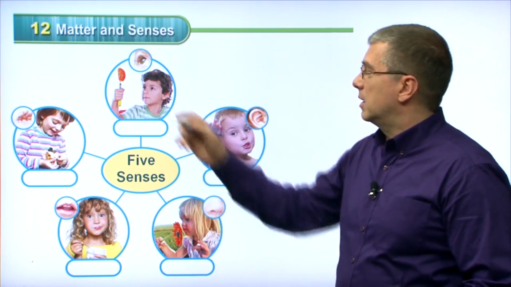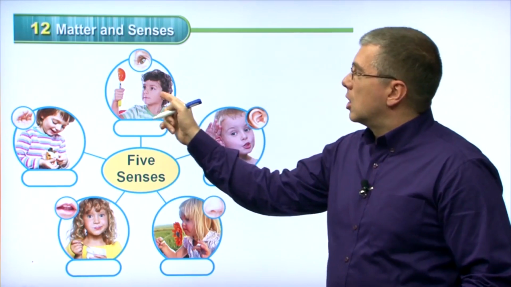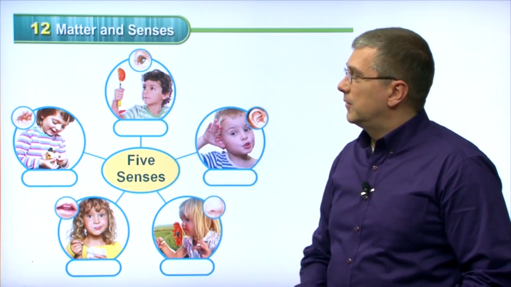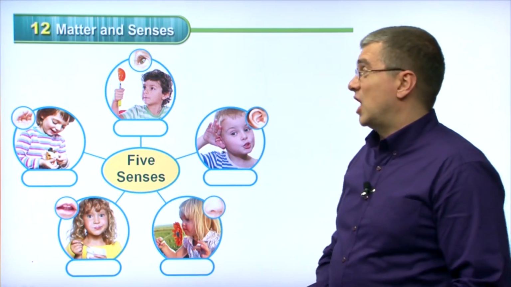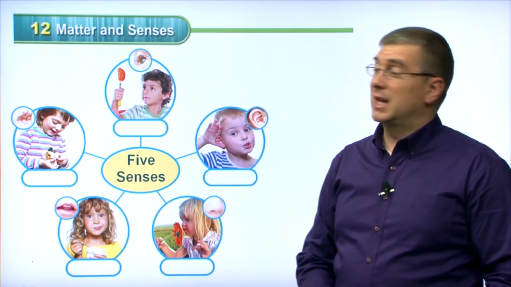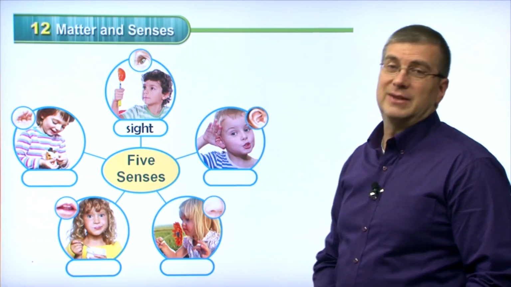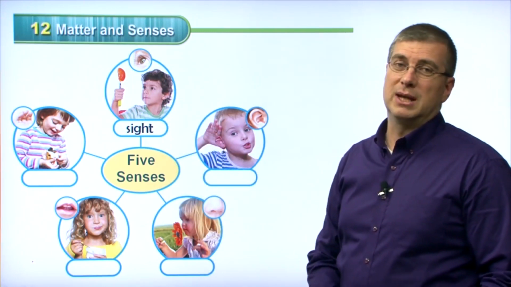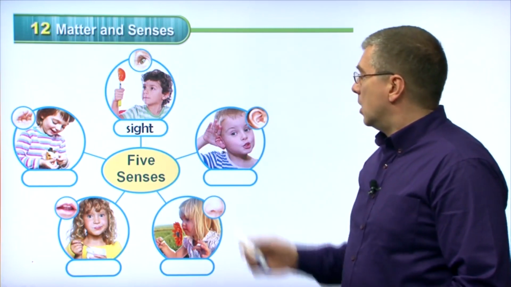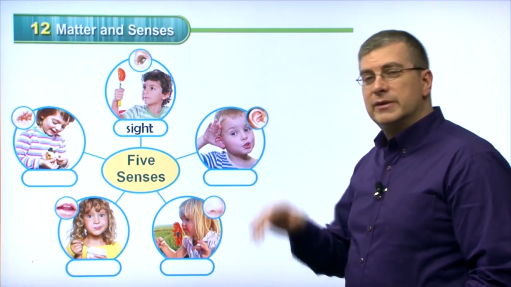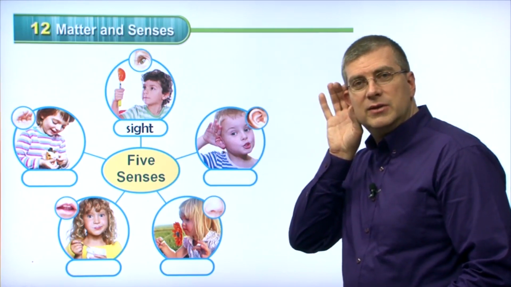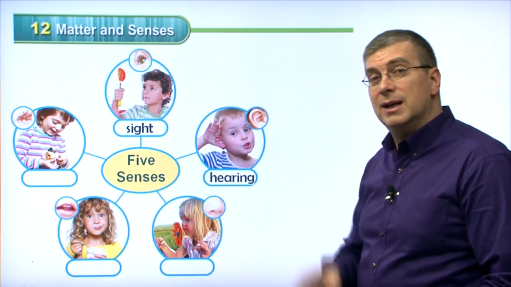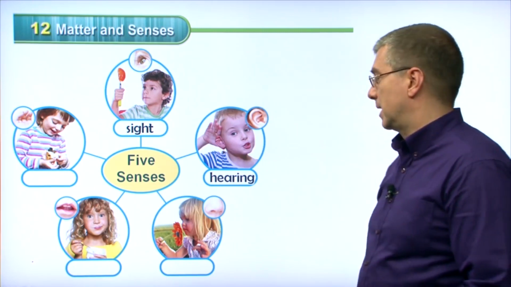So let's start up over here. We have our eye. We're looking at something. We can use this sense to figure out the color of something, the shape of something, how big something is. What sense is that? That's our sense of sight. The most important sense for human beings, our sense of sight. Over here, this boy, he's listening for something, right? He's using his sense of hearing. He's trying to pick up the sound of something.